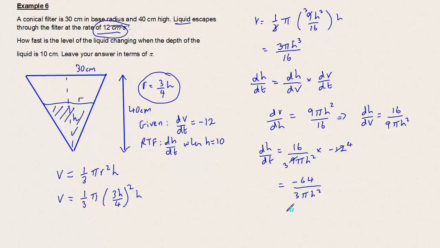And we want this when h is 10, so dH/dt when h is 10. So that's going to be -64 over 300 pi. And that cancels down to -16 over 75 pi, and that would be in centimeters per second.